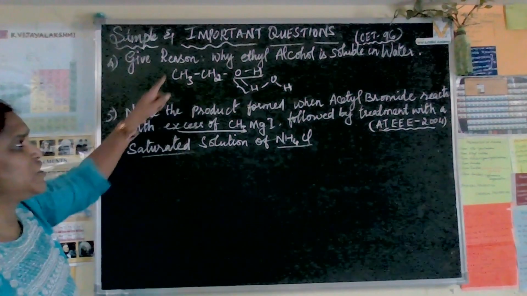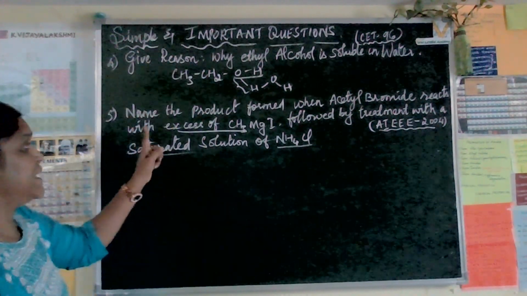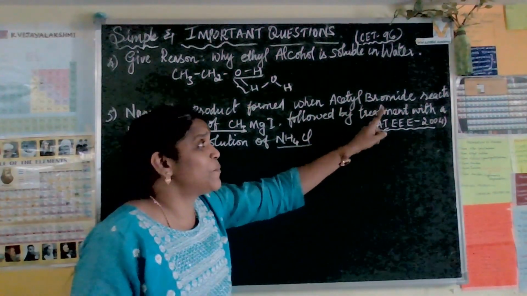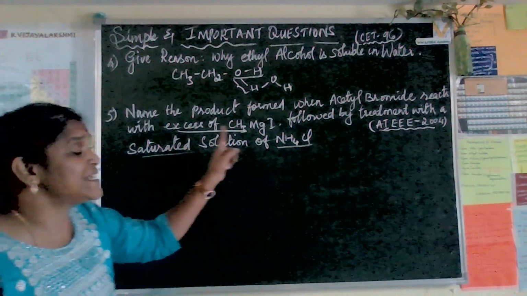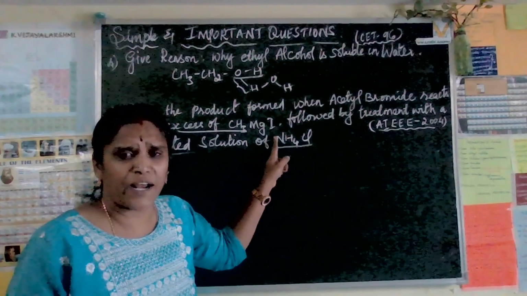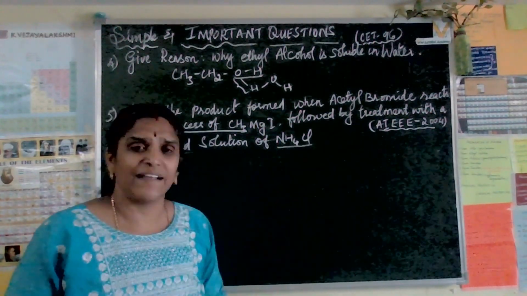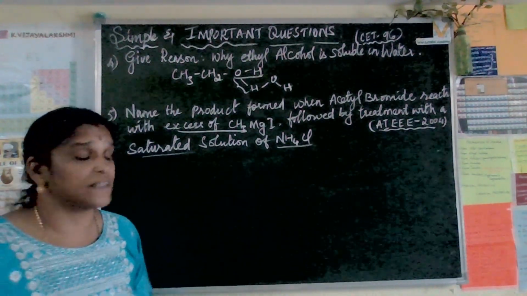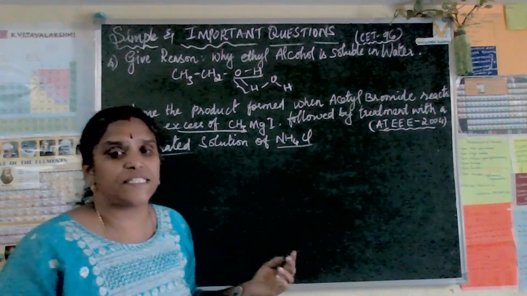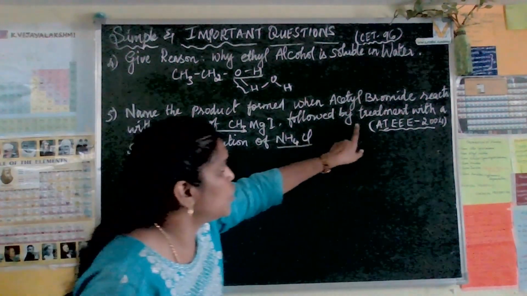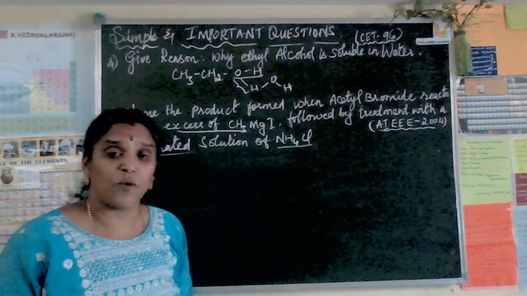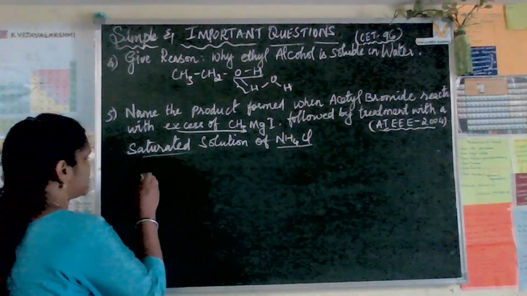Okay, the next question is very important. Name the product formed when acetyl chloride reacts with excess of methyl magnesium iodide, the Grignard reagent, followed by treatment with saturated solution of ammonium chloride. Very interesting question. Come on, let us go for it.